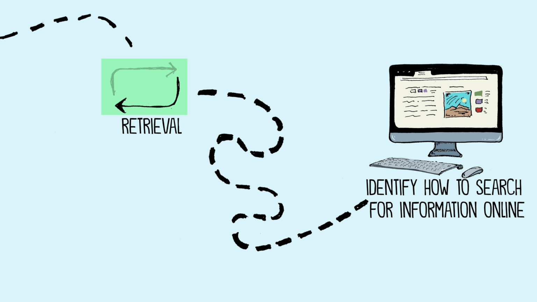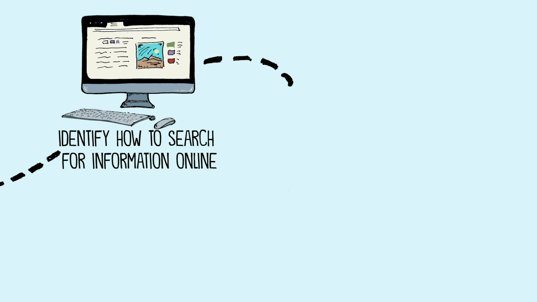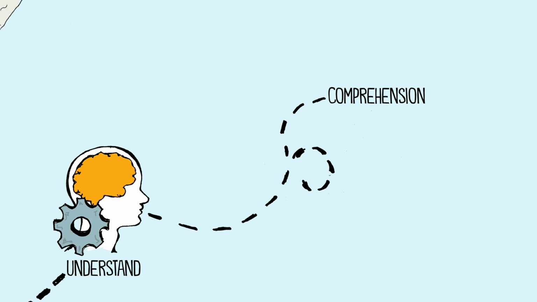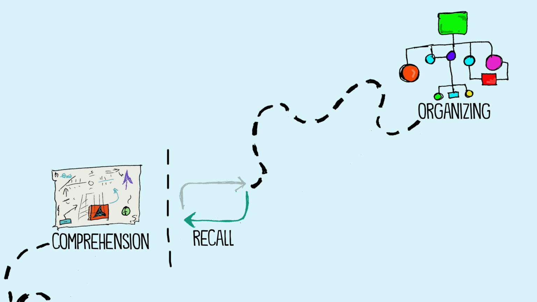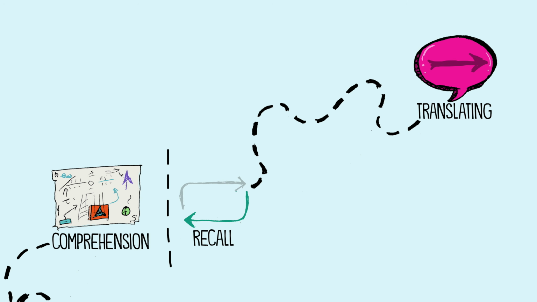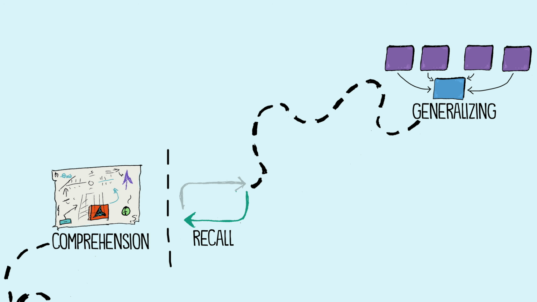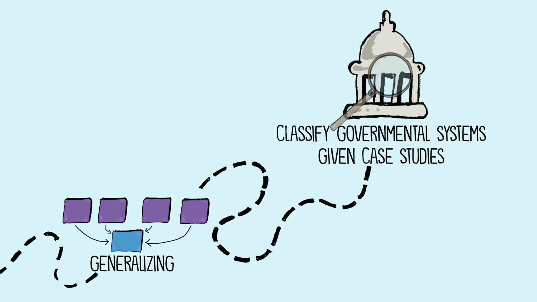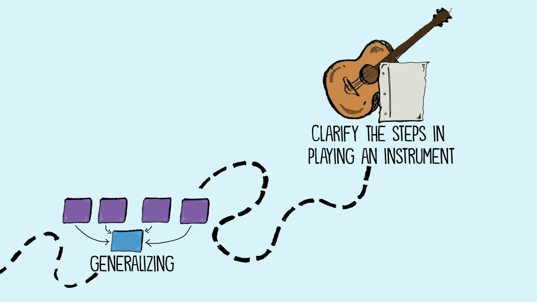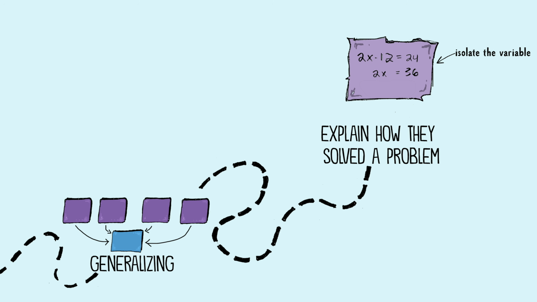The second part is understand, which focuses on comprehension rather than just recall. Here, students engage in organizing, translating, and generalizing the information. Students might summarize the key events in a novel, classify government systems given case studies, clarify the next steps in playing an instrument, or explain how they solved a problem.